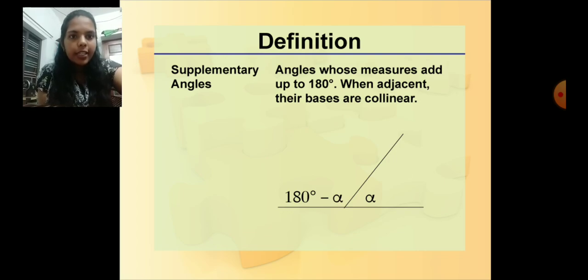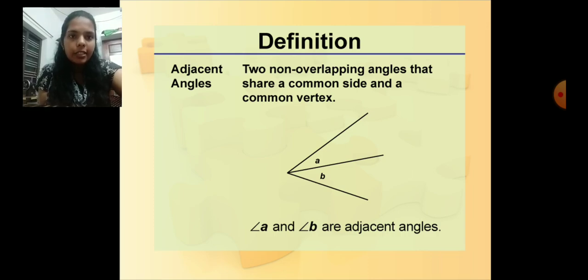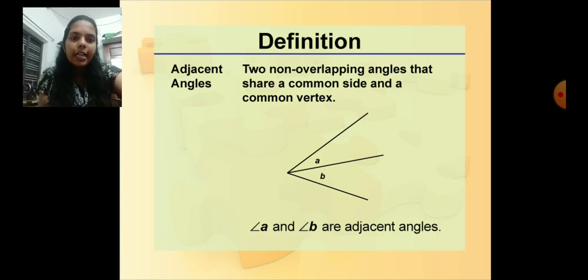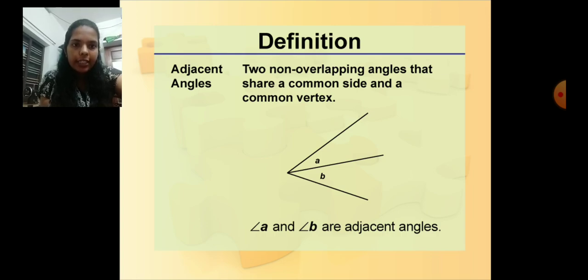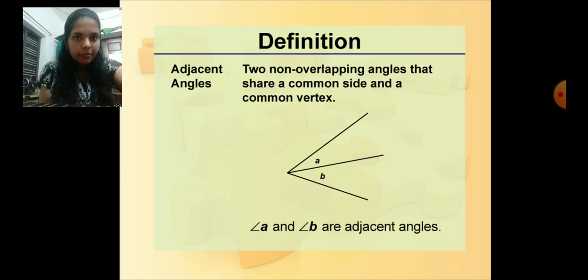Okay, then the next one is adjacent angle. Adjacent angles are two non-overlapping angles that share a common side and a common vertex. In this slide I am showing angle A and angle B are adjacent angles, right? They have a common side and a common vertex point. So we can say that angle A and angle B are adjacent angles.